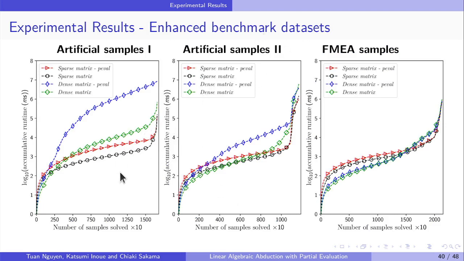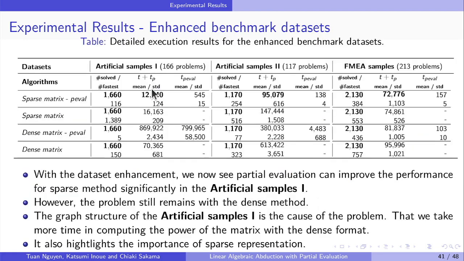We can see now the runtime trend is a little bit better for the sparse matrix with the partial evaluation method, but we should see the detailed table. With the enhanced dataset, we now see partial evaluation can improve the performance of the sparse method significantly in this sample. This is better than 16,000 milliseconds. However, the problem still remains with the dense method.